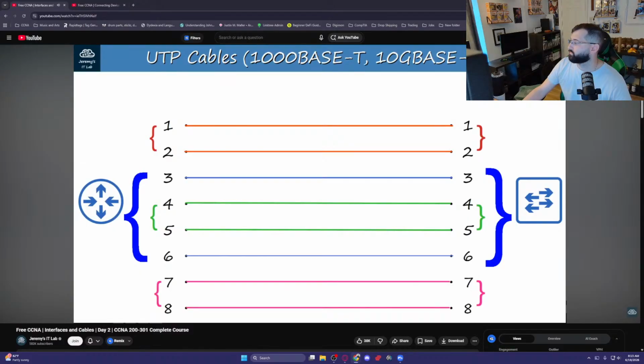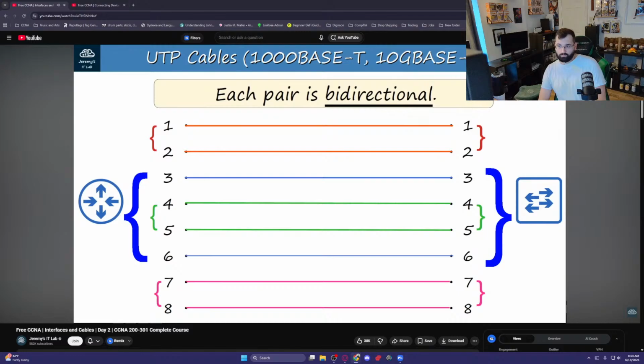Now, here's another big difference between 1000 base T and 10G base T, and 10 base T and 100 base T. In addition to using all 4 pairs of wires, in 1000 base T and 10G base T, each pair is bidirectional, meaning each pair isn't dedicated specifically to transmitting data or receiving data. This is part of the reason that they can operate at much faster speeds.